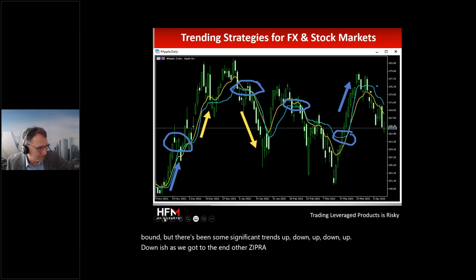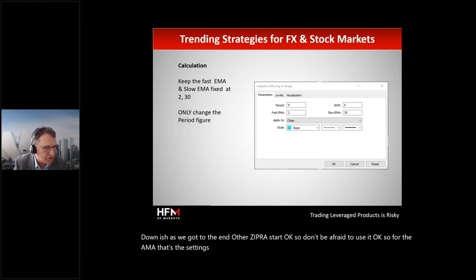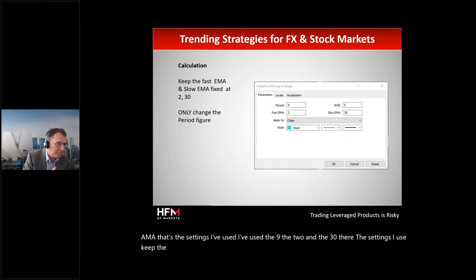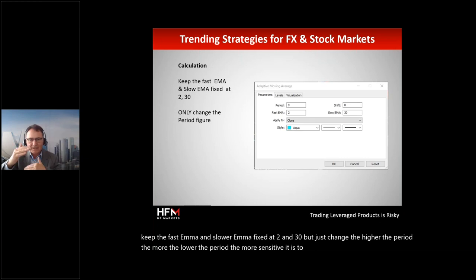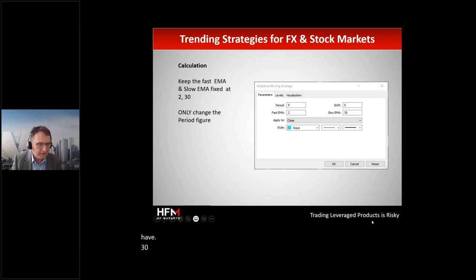So don't be afraid to use it. For the AMA, that's the settings I've used: the 9, the 2, and the 30. They're the settings I use. Keep the fast AMA and slow AMA fixed at 2 and 30, but just change the period. The lower the period, the more sensitive it is to the price action. Just like normal moving averages, the lower the number, the closer it is to the price action. You could have this at 30, you could have it at 50. Let me just demonstrate. It doesn't actually change it much.